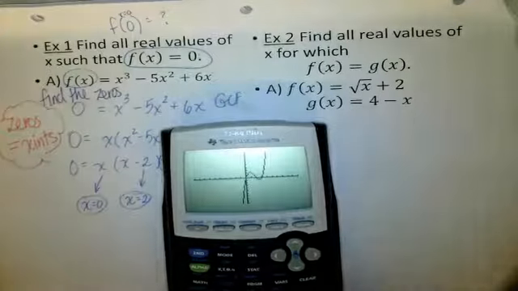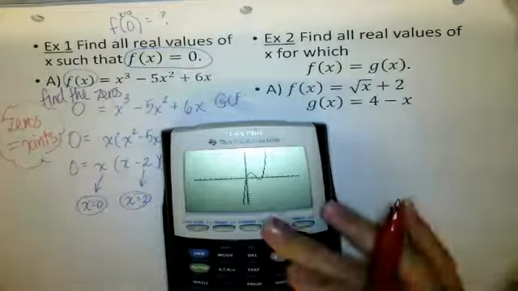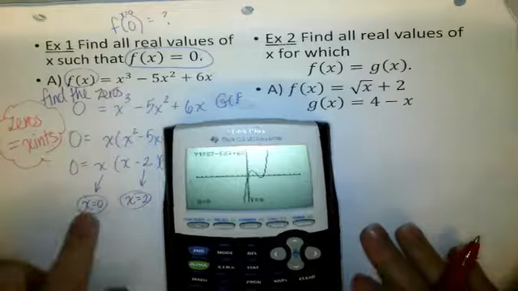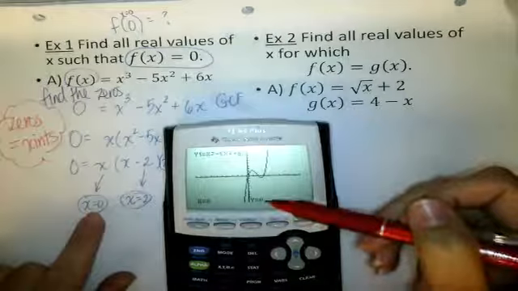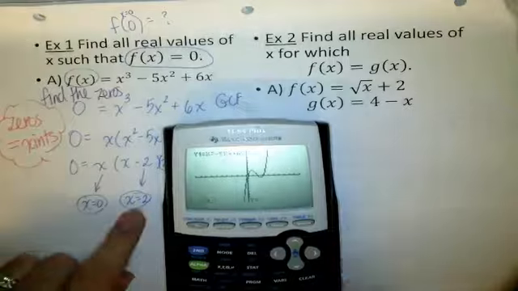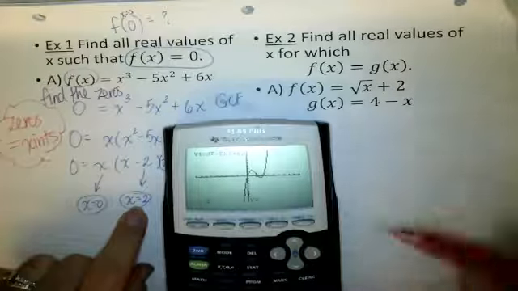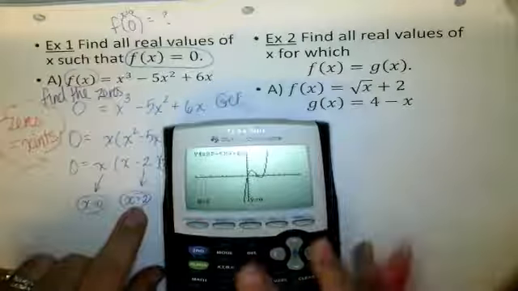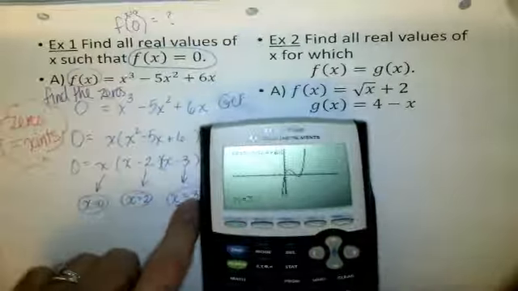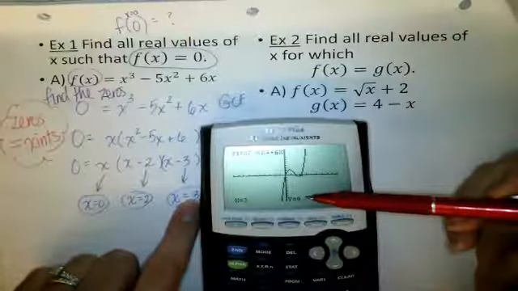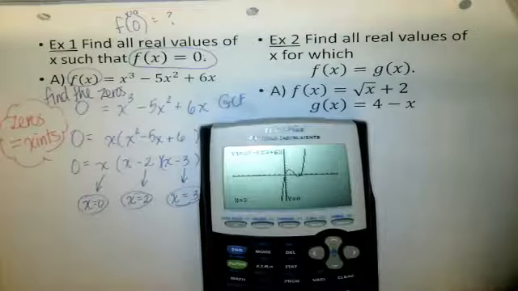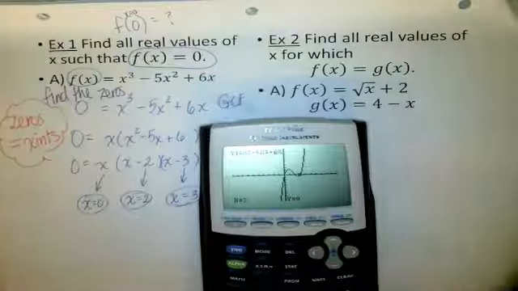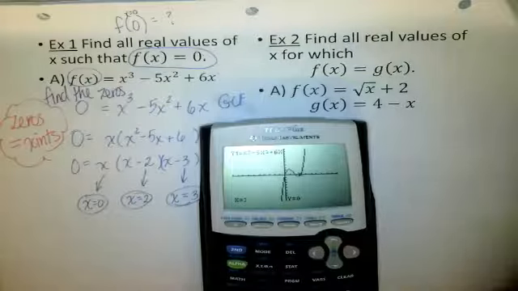Not only can you just look, but you can use trace. And we have values for x. So you'll notice when I say x equals 0, y is 0. When x is 2, y is 0. And when x is 3, y is 0. Which is the reason they're called zeros. Okay? Because the y is 0. All right?